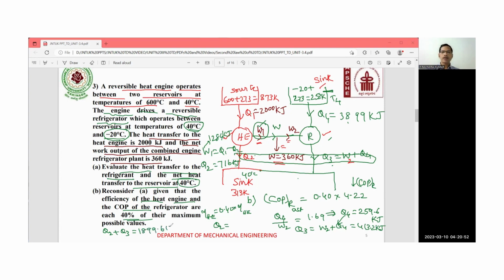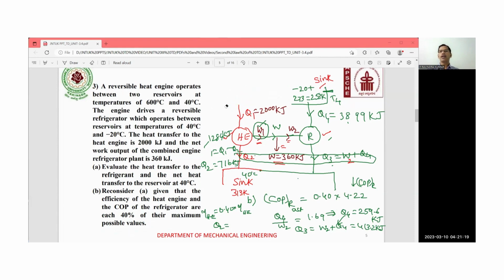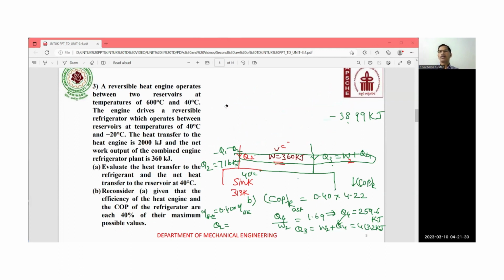1899.6 kilojoules. Right? So this is how you have to solve the numerical problems connected to this point. Though the problem is lengthy, if you analyze the procedure of making the calculation of these particular cases, then these things are very easy. The only thing is analysis, the problem-solving analysis, right?